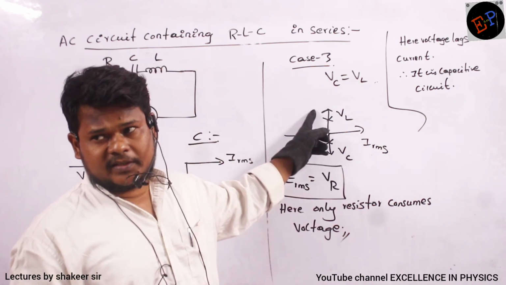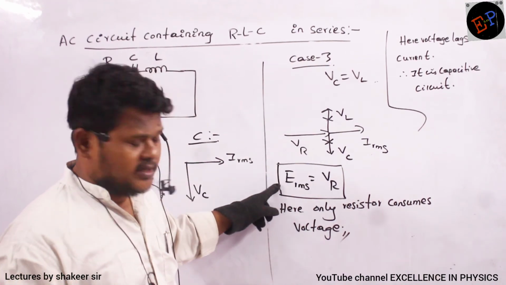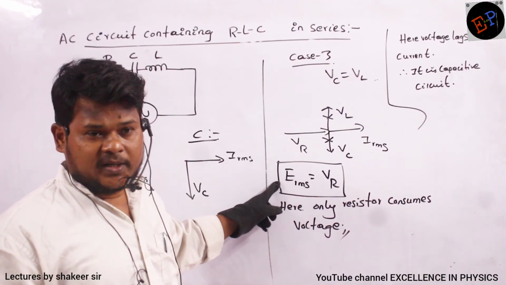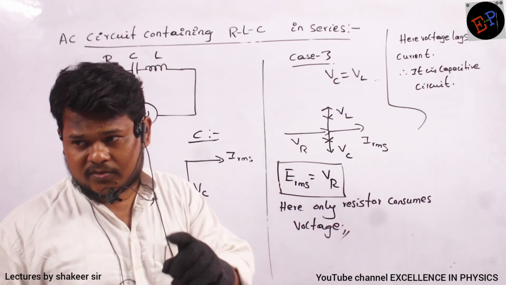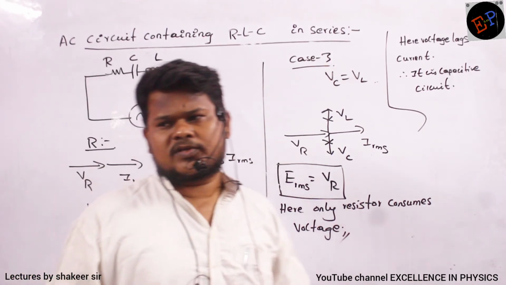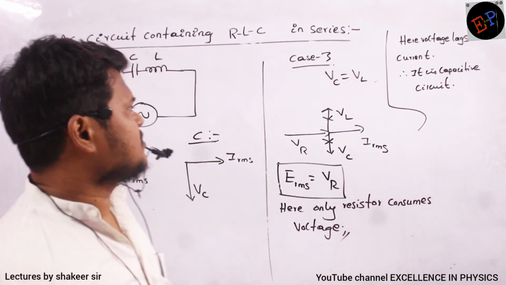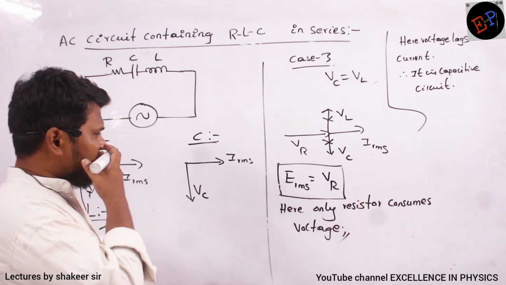In case number 3, the voltage developed by VL and VC will be much greater than ERMS. But the point is that they will not consume voltage, they will develop voltage, but they will not consume voltage, so no problem. Are you able to understand? I don't think it is of much importance.